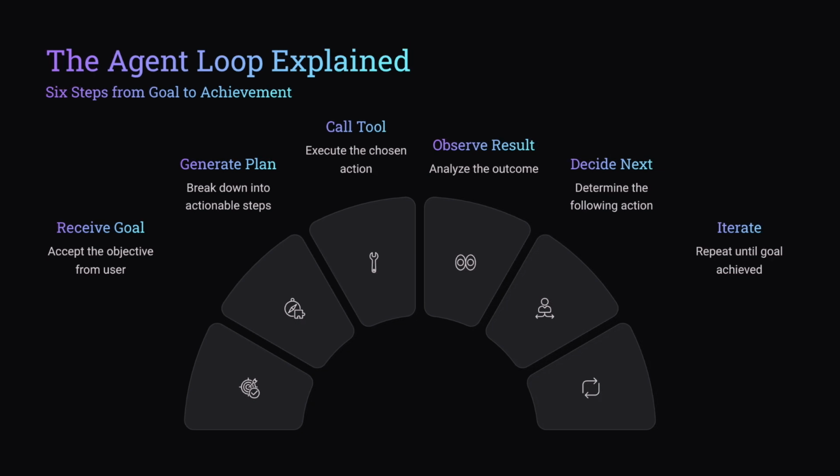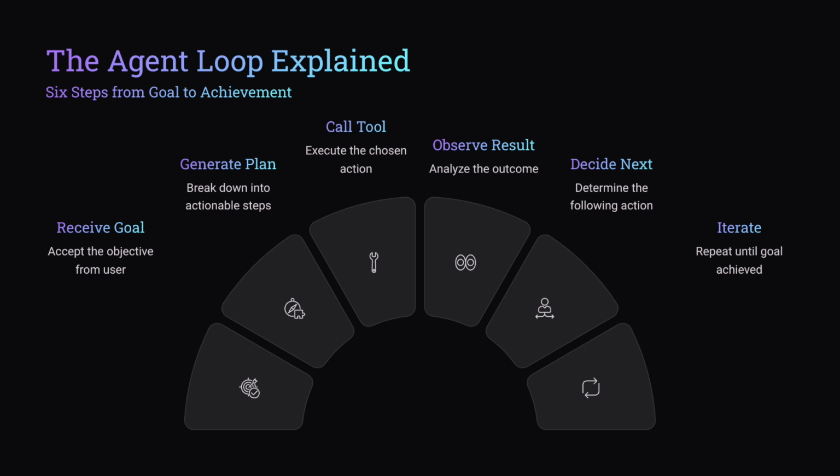In an agent loop, there are 6 structured steps: receive goal, generate plan, call tool, observe result, decide next action, iterate. This loop continues until completion criteria are met. If you build agents, this loop becomes your core algorithm. Always enforce max iteration limits.